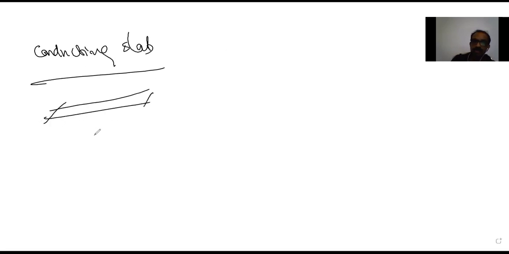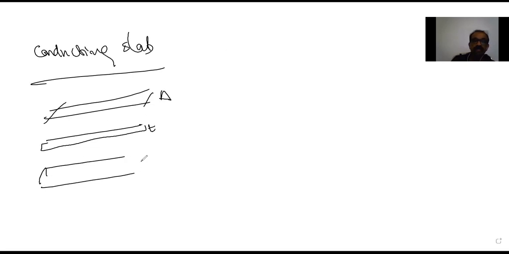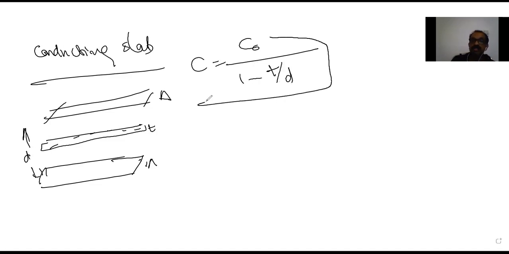Say this is a capacitor and there is a conducting slab of thickness t kept between the plates of the capacitor. d is the distance between the plates. Then the capacitance is calculated using the equation C0 by 1 minus t by d, where C0 is the original capacitance when there is no conducting slab. So memorize this equation. This is the capacitance of a capacitor when there is a conducting slab of thickness t kept between the plates.